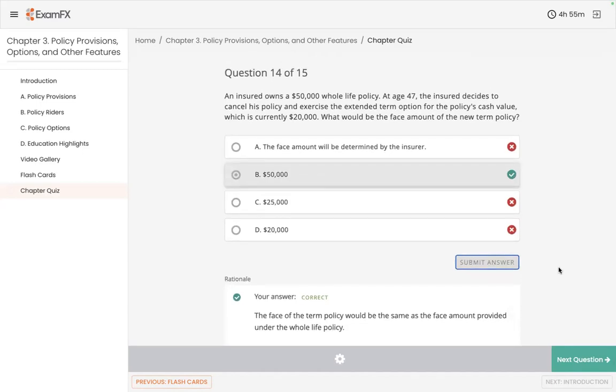The other non-forfeiture option is called reduced paid up. Remember, reduced means it reduces the coverage, so it would be less than 50, but it's paid up to age 100.